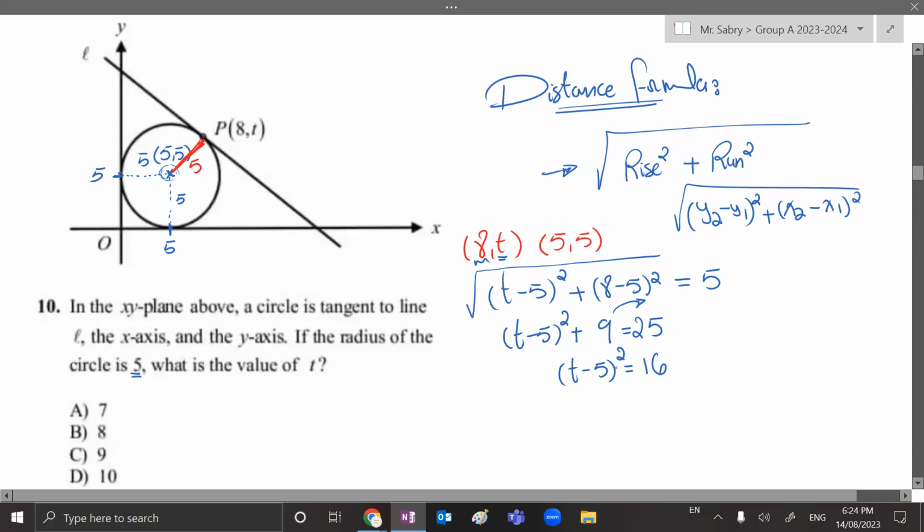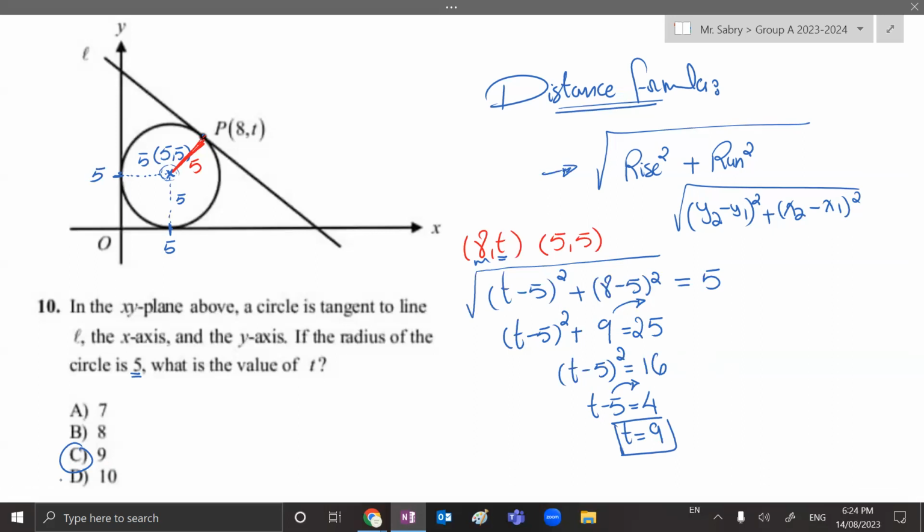In order to remove the power of 2, I'll square root the other side. That would get me 4. I then need to move the negative 5 to the other side, and that would get me the value of t, which is 9. Does it make better sense now, Shoya? Yes. Perfect.